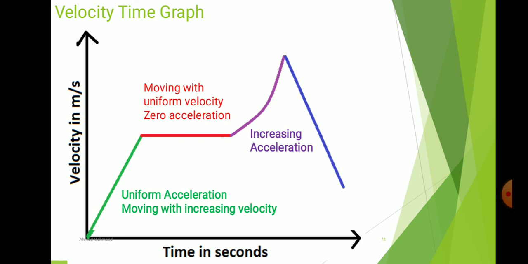Whereas in this fourth case, which is the blue line, deceleration, the velocity of the body is decreasing from 50 to 40 to 30 to 20 to 10 to 0, right? So velocity is decreasing at a constant rate. I hope you got it.